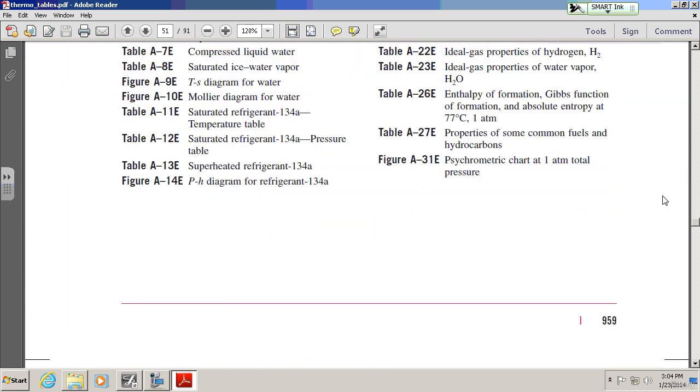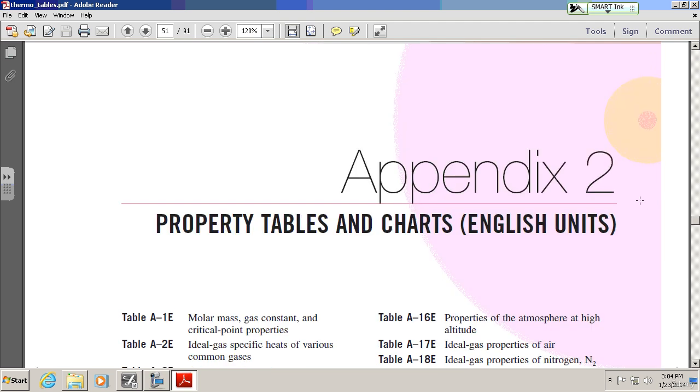Here it is. Appendix 2, Property Tables and Charts. This one's for English units. So the English units, again, would be like BTUs, pound mass, Rankine, things like that. Okay? Nearly every single table that you have in Appendix 1 is the same thing in Appendix 2. They're both the same information. They're just one of them has the metric units and one has the English units.